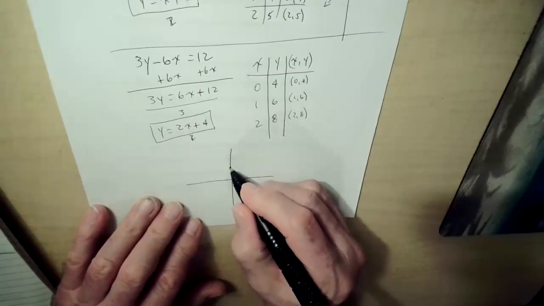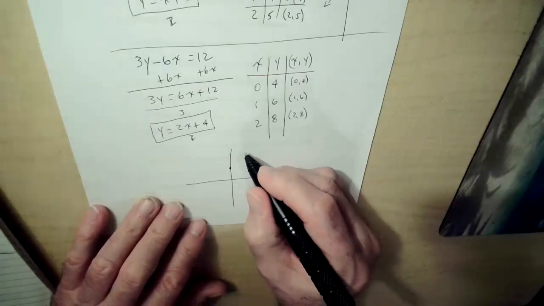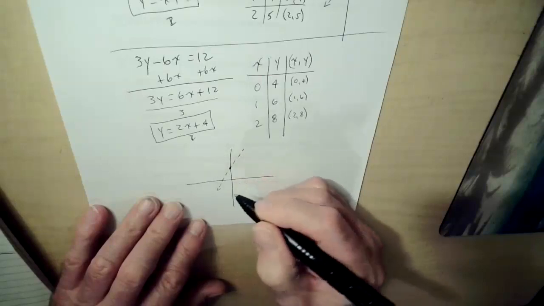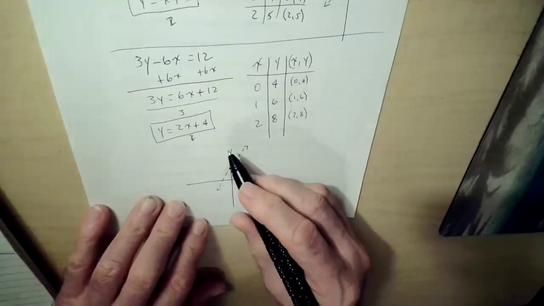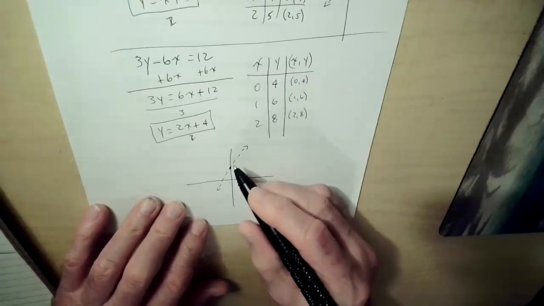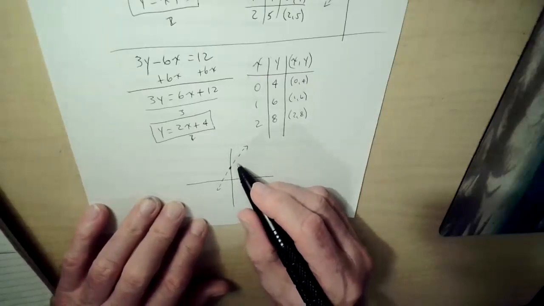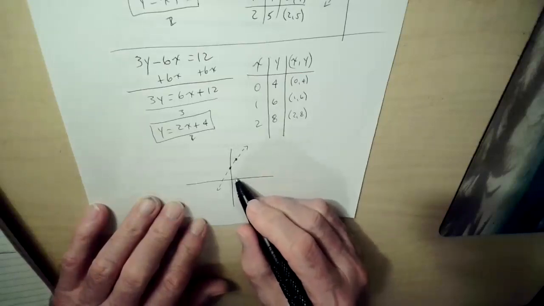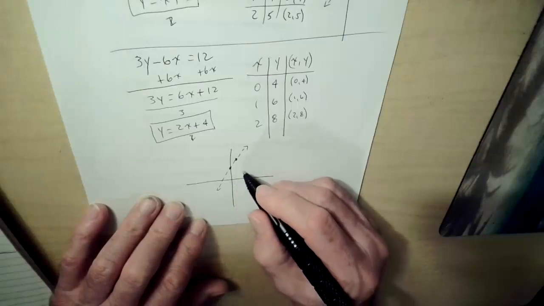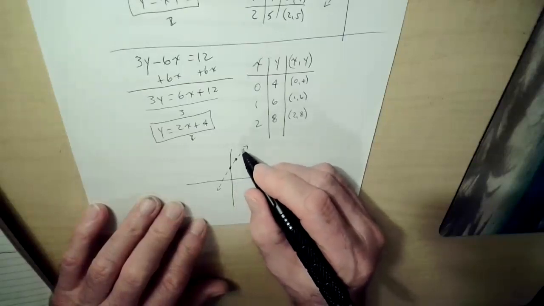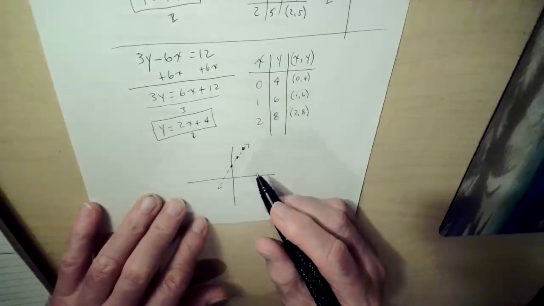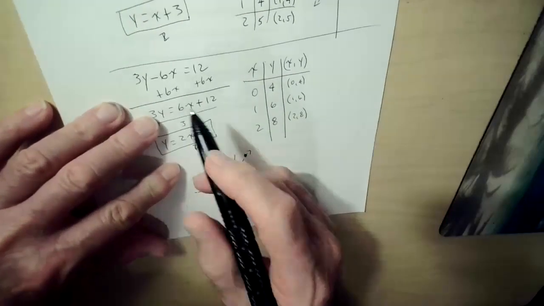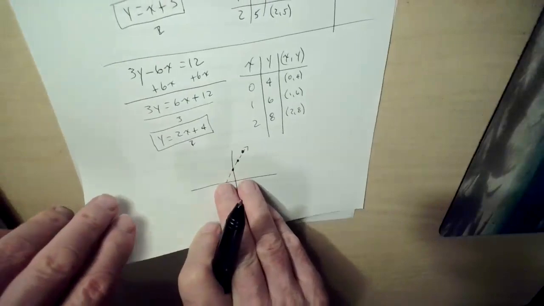And if we were to graph this, we know it's going to cross the y-axis at 4. Slope of 2 is going to look kind of like this. My drawing is terrible. So (0, 4) we know is that. (1, 6): over 1, 1, 2, 3, 4, 5, 6. And (2, 8): 1, 2, 3, 4, 5, 6, 7, 8. They're all on that line, so we know that that is correct.